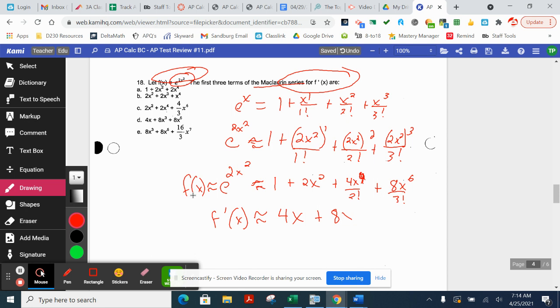Yeah, so 16 x cubed over 2. All right, yeah, definitely D. And then 48 x to the 5th over 6. Yeah, which is 8. Yeah, so definitely D.